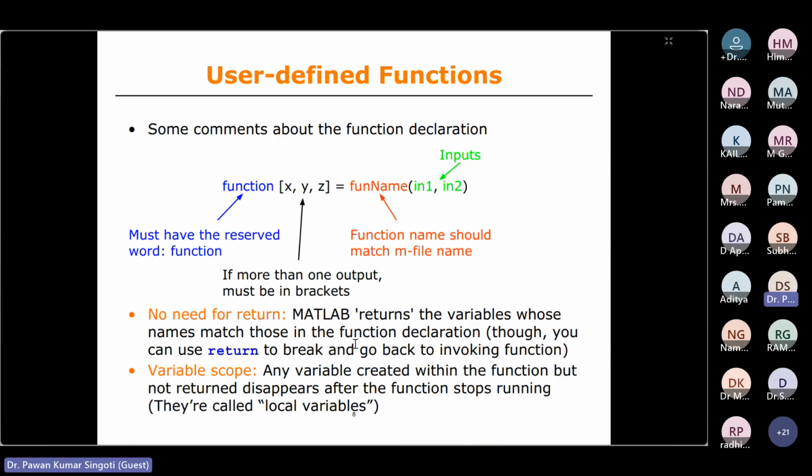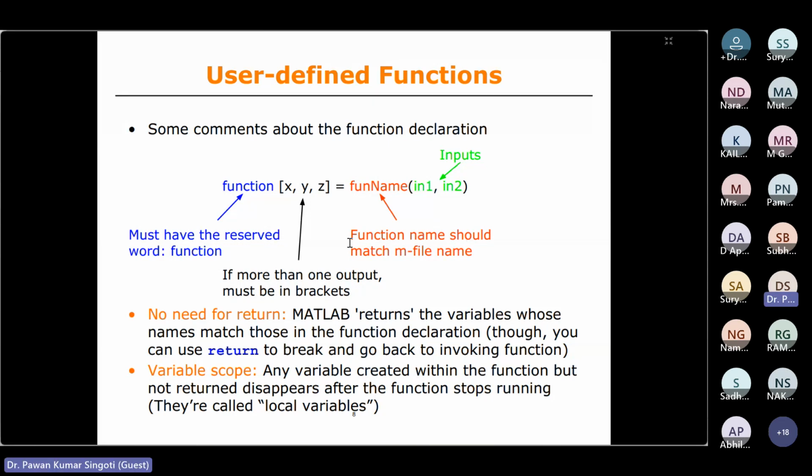The function name should be unique. It may have multiple inputs, input 1, input 2. The function name should match in the M file where you are calling it; the name should be exact. The outputs you use in the M file, such as x, comma y, comma z, should match those in the function, which must have the reserved word function. If there is more than one output, they must be shown in brackets.